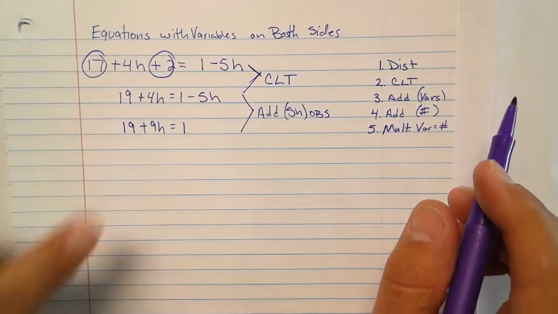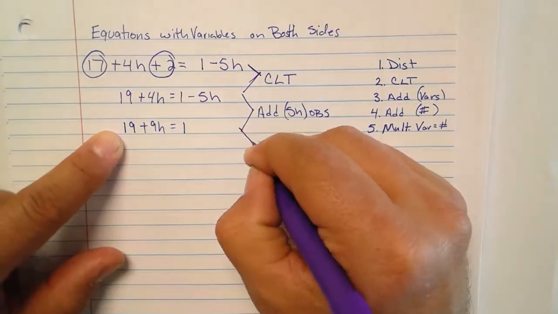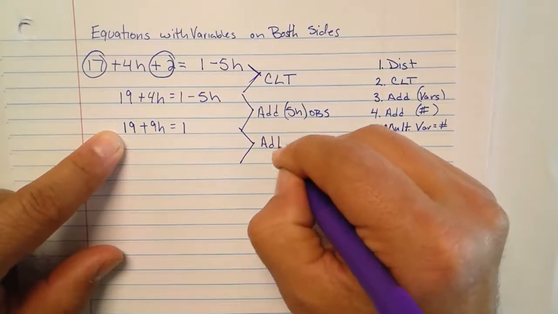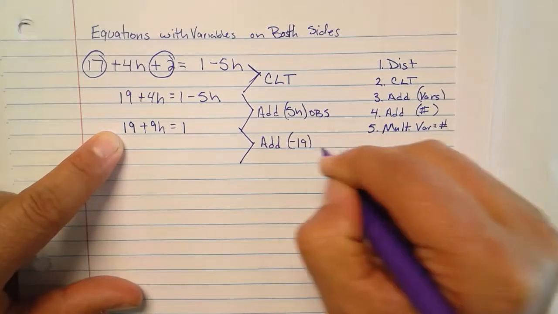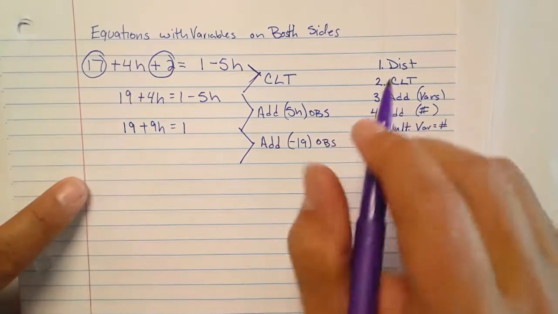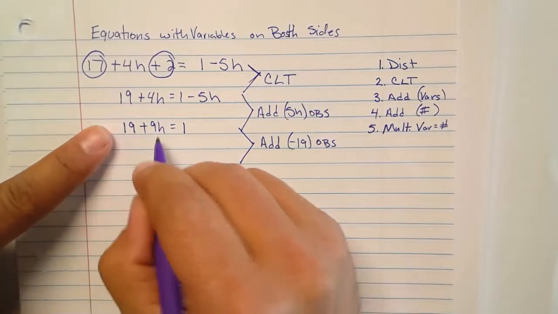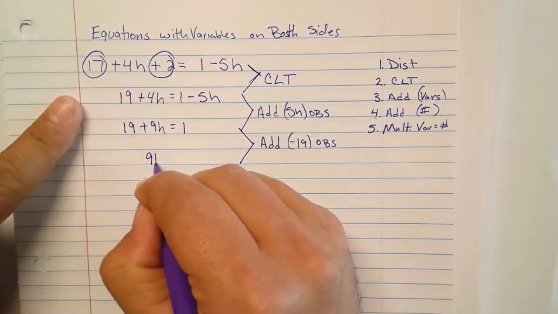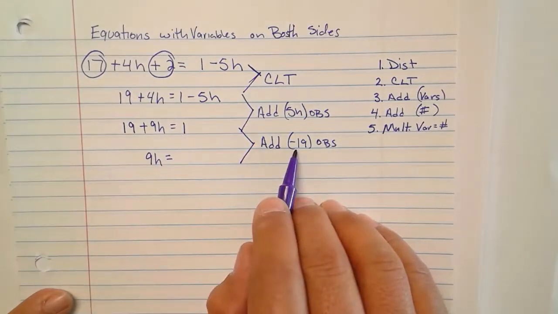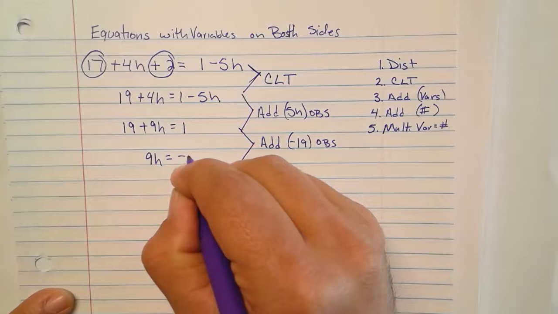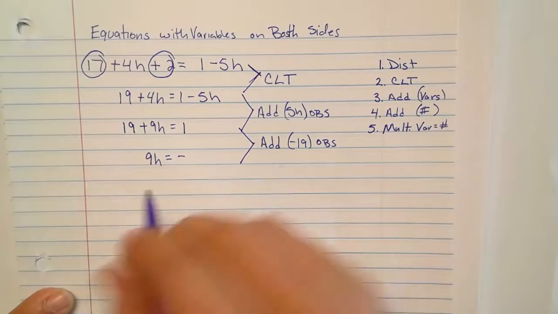So the 19 has to be removed. The way I remove that 19 is by adding the opposite of that on both sides. In that case, the opposite of 19 is negative 19 on both sides. 19 plus negative 19 is 0. 0 plus 9h is 9h. 1 plus negative 19 is negative 18. Not 19h, it's just plus that negative 19. I misspoke on that one. But I have negative 18.